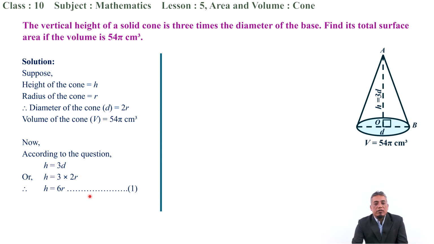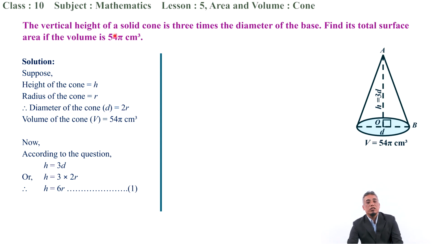Now we have written a small calculation here which calculates a relation between h and r as per the given condition. The condition was, according to the question, h equals 3d, 3 times the diameter. So instead of d we write 2r, and then it makes h equals 6r. That means height is 6 times the radius, and we suppose this as equation number 1. Okay. Now we are going to use the volume information.